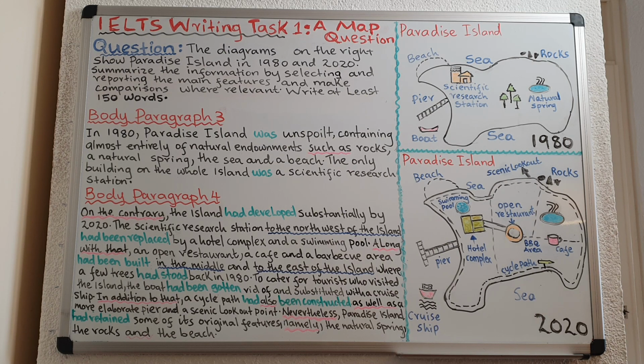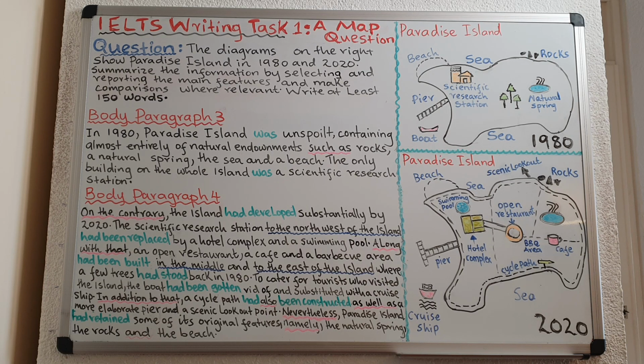The scientific research station to the northwest of the island had been replaced by a hotel complex and a swimming pool. In the opening sentence, that is, on the contrary, the island had developed substantially by 2020. I told the examiner that the island had changed, it had developed. So in the rest of the paragraph, I need to show how it had developed.